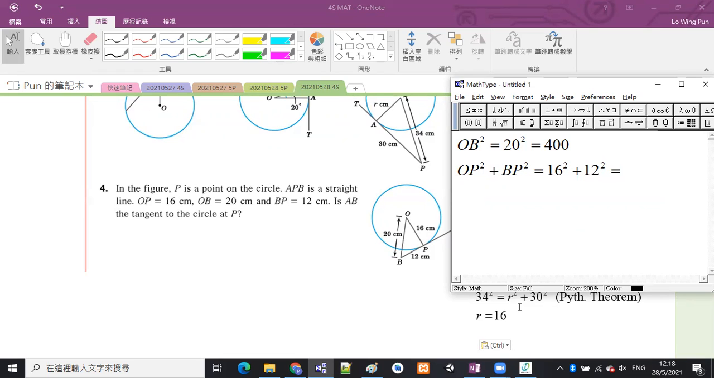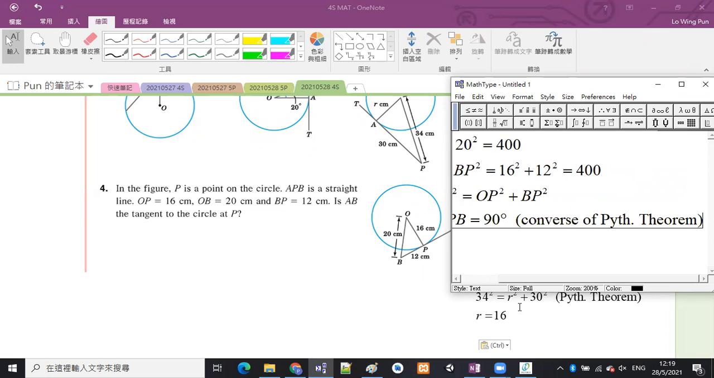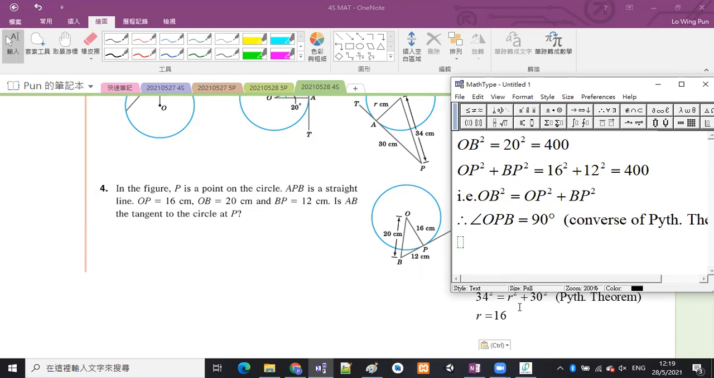And I think it is really equal to 400. Okay? And we have already proved that OB square is equal to OP square plus BP square. Therefore, we can conclude that angle OPB is equal to 90 degrees. And this line is by converse of Pythagoras Theorem. Okay? So now I have proved that this is a right angle.